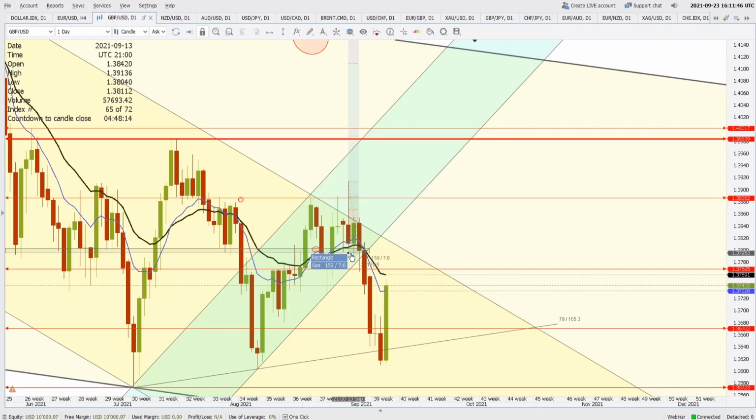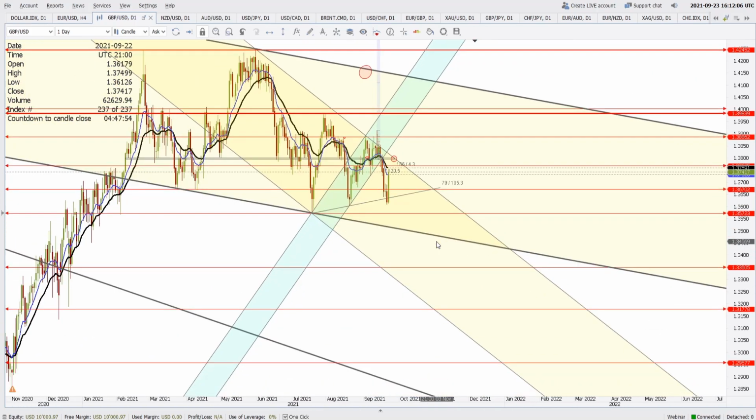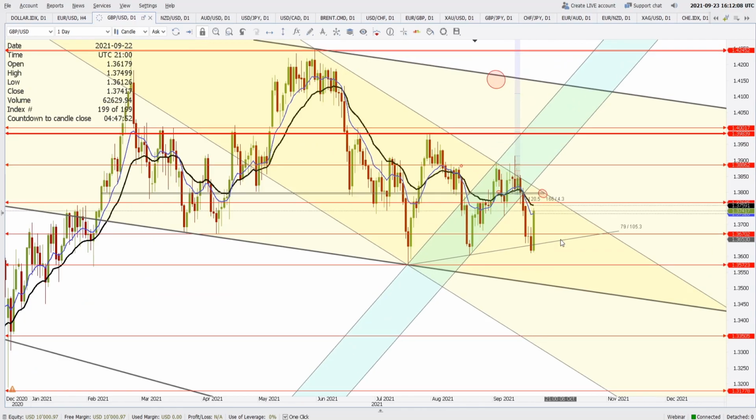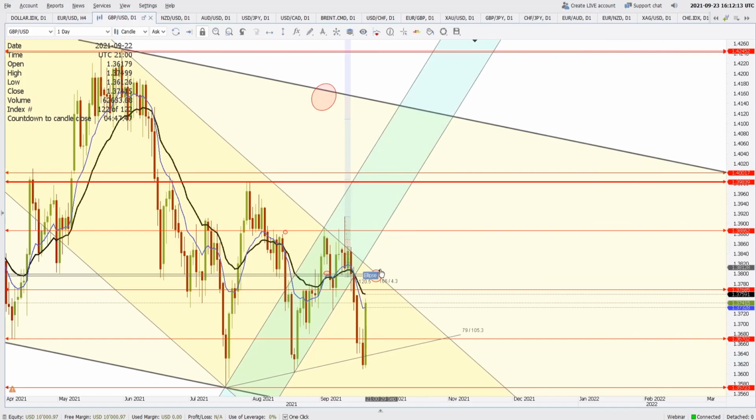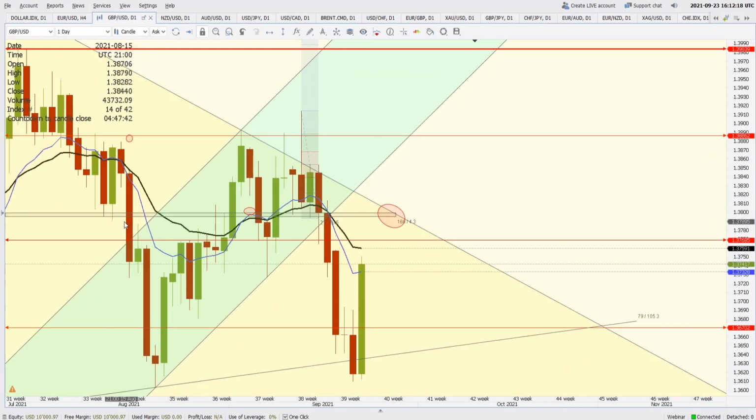If it does not, then this 1.3800, if we extend this rectangle to the right side, you will notice that it is perfectly aligning with this area. So if I make an ellipse here, this is a confluence of two resistances. One is this falling trend line. This trend line is one which we have created by joining this high and this high here. So the projection of these two highs and the horizontal level, this one, are meeting at this point on 28th of September.